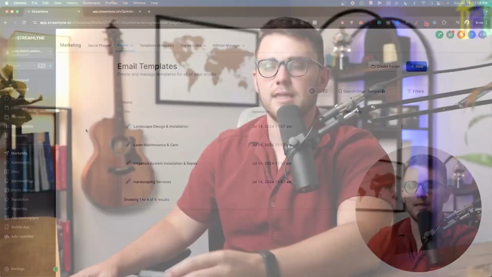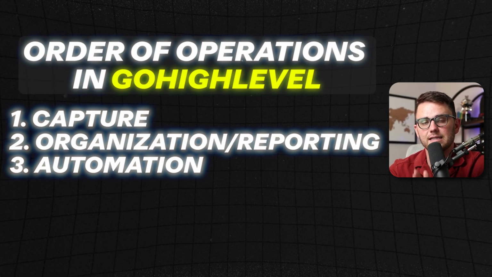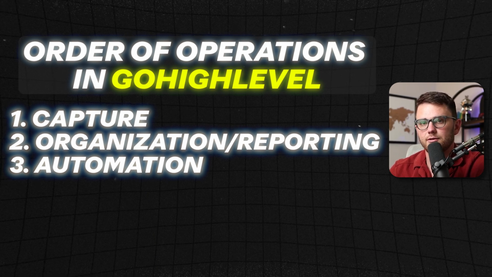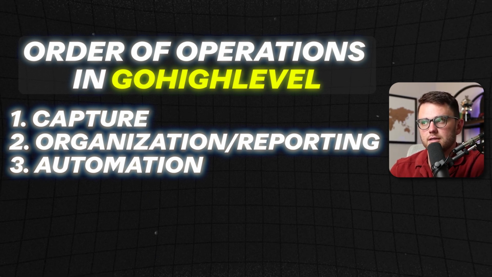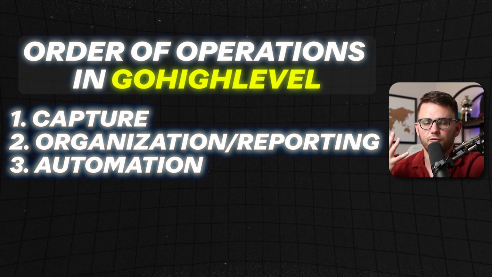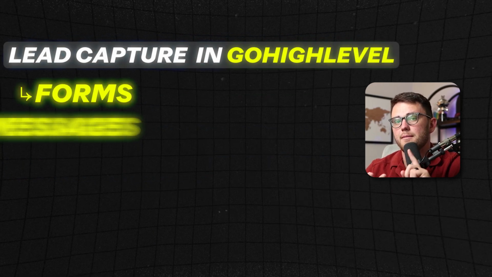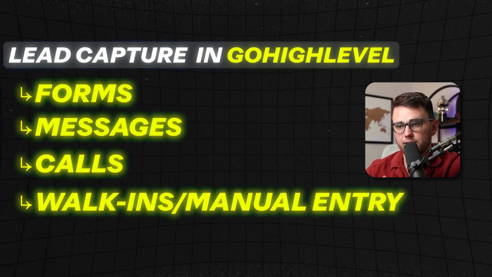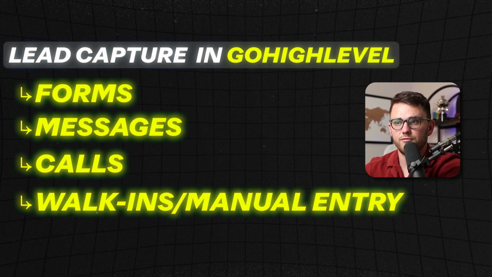Now, as I mentioned, let's talk about order of operations. What do we need to understand first? And I promise you that that very first thing is lead capture. We can't do anything with non-existent leads. So where are the leads actually going to come from? They're going to come from 4 primary places. We've got forms, messages, calls, and then walk-ins or manual entry. And I'll show you where to find each one of these.